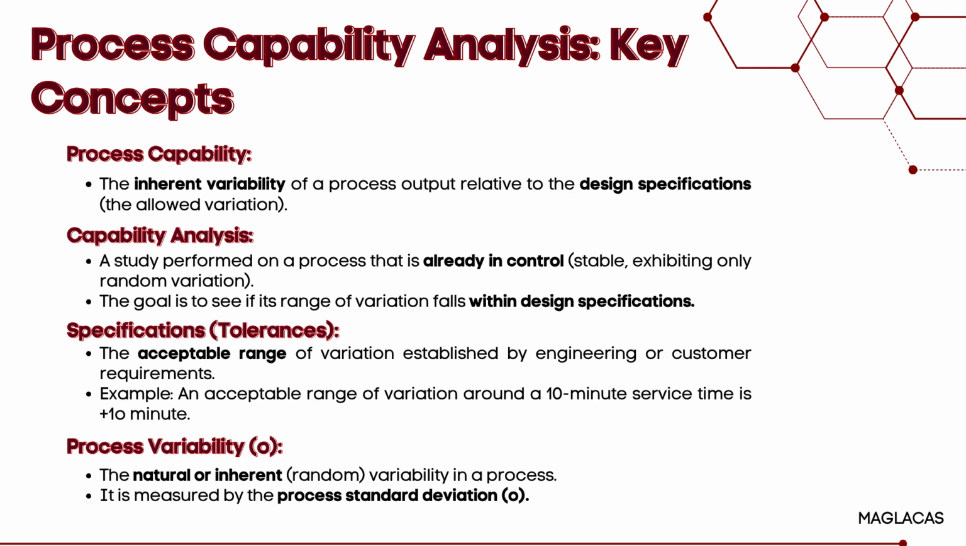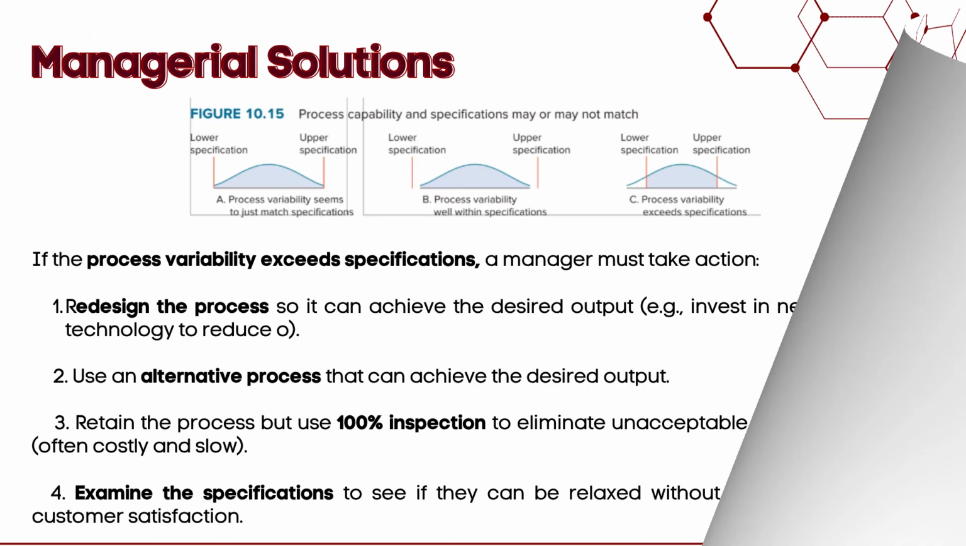If our process's predictable spread fits inside the customer's limits, the process is capable of meeting the demand. But if it goes wider than that, or goes beyond that, then it is not capable, and we must redesign the system to improve quality.